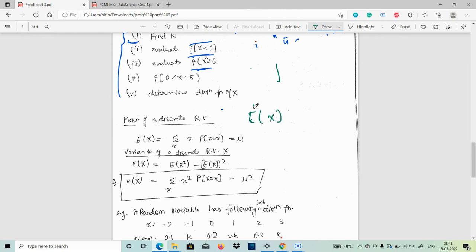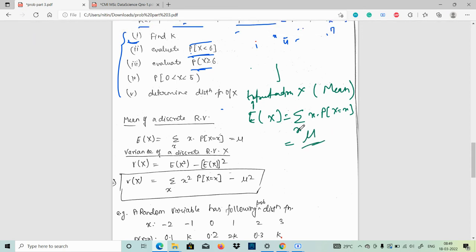The mean of a discrete random variable is defined as the expectation of x. It is termed the expected value of x, or expectation of x, and is written as capital E with x in the bracket. We write this definition as the summation over all x of x into the probability that X is equal to small x. This is also called the mean, and is denoted by mu. This is the definition of expectation of x: simply the summation of x into probability that X is equal to x.